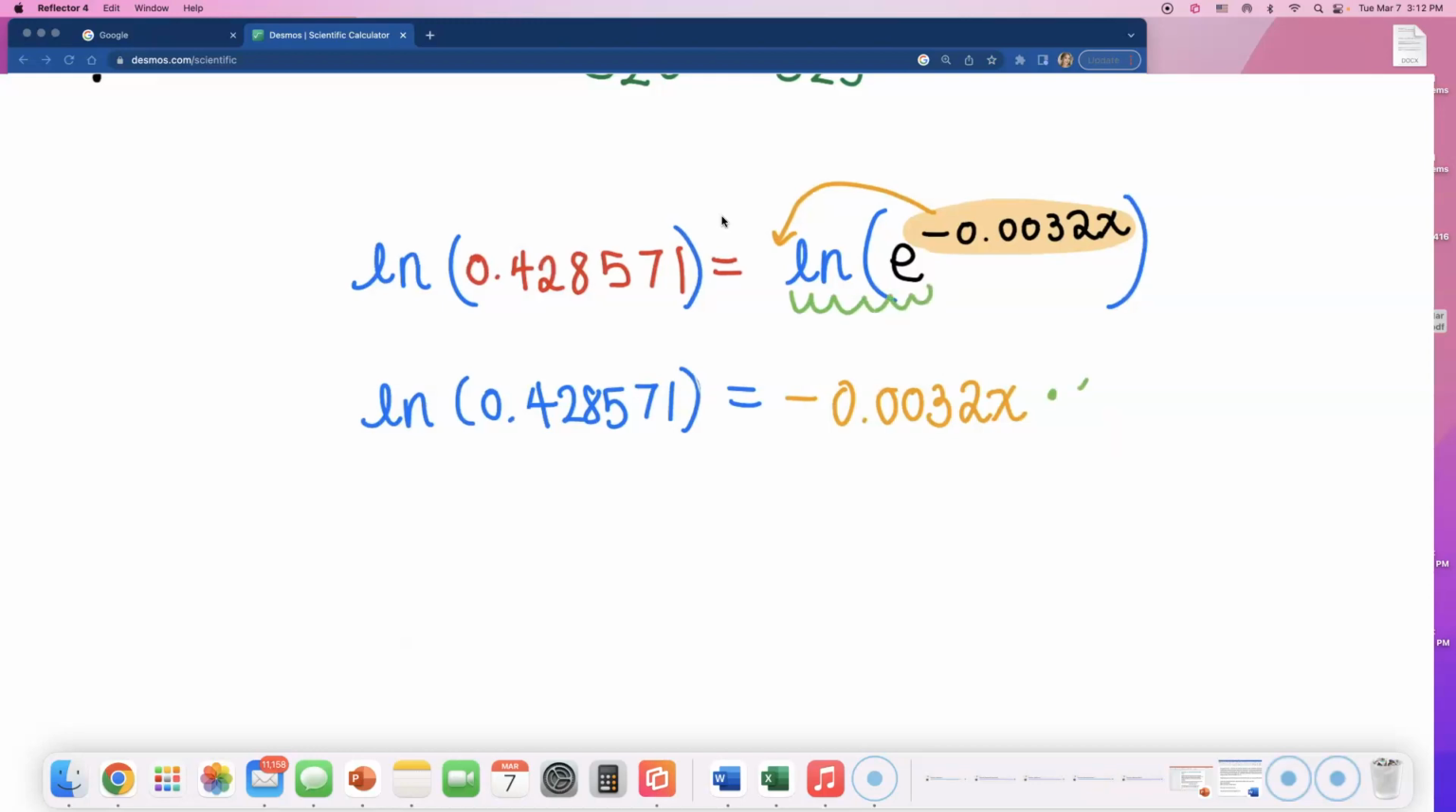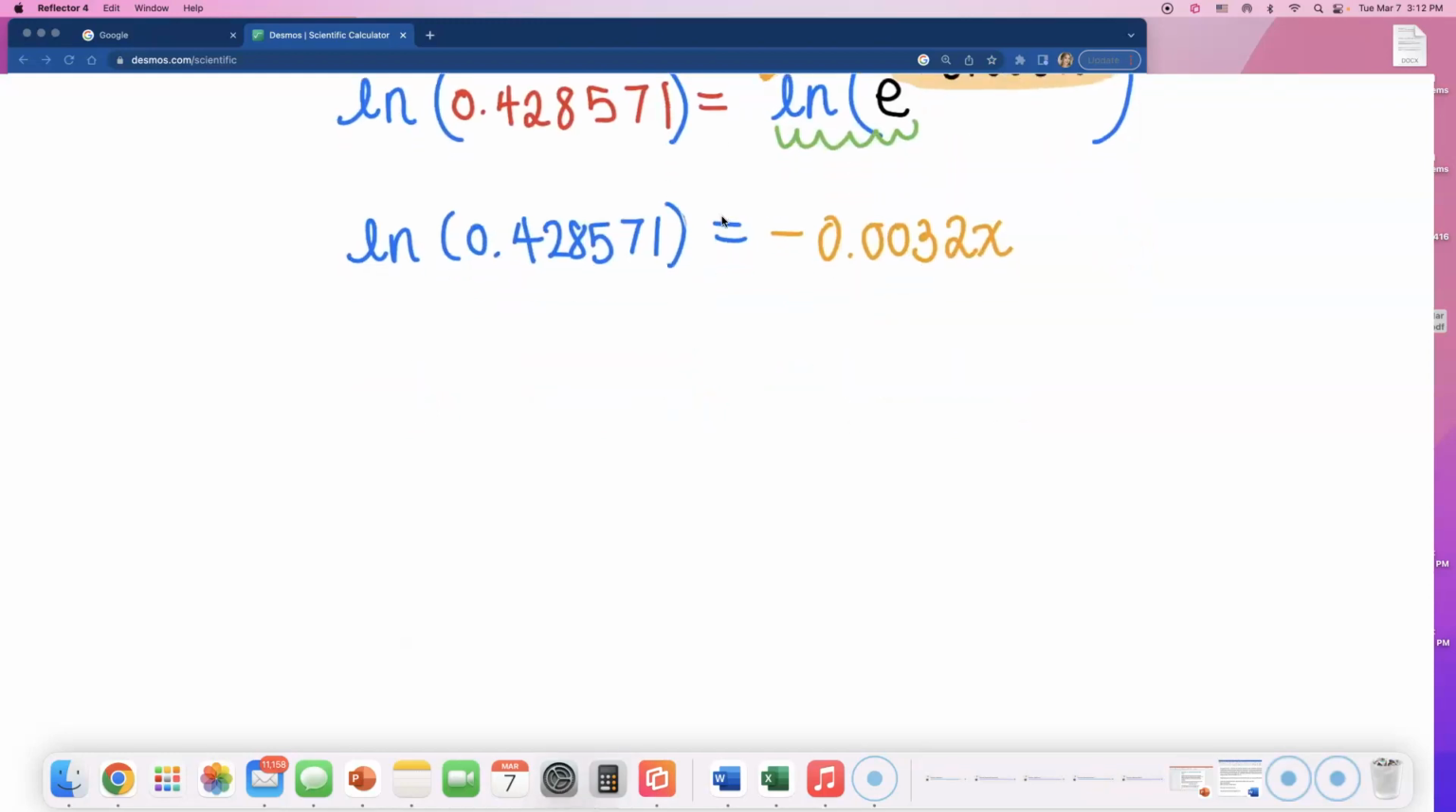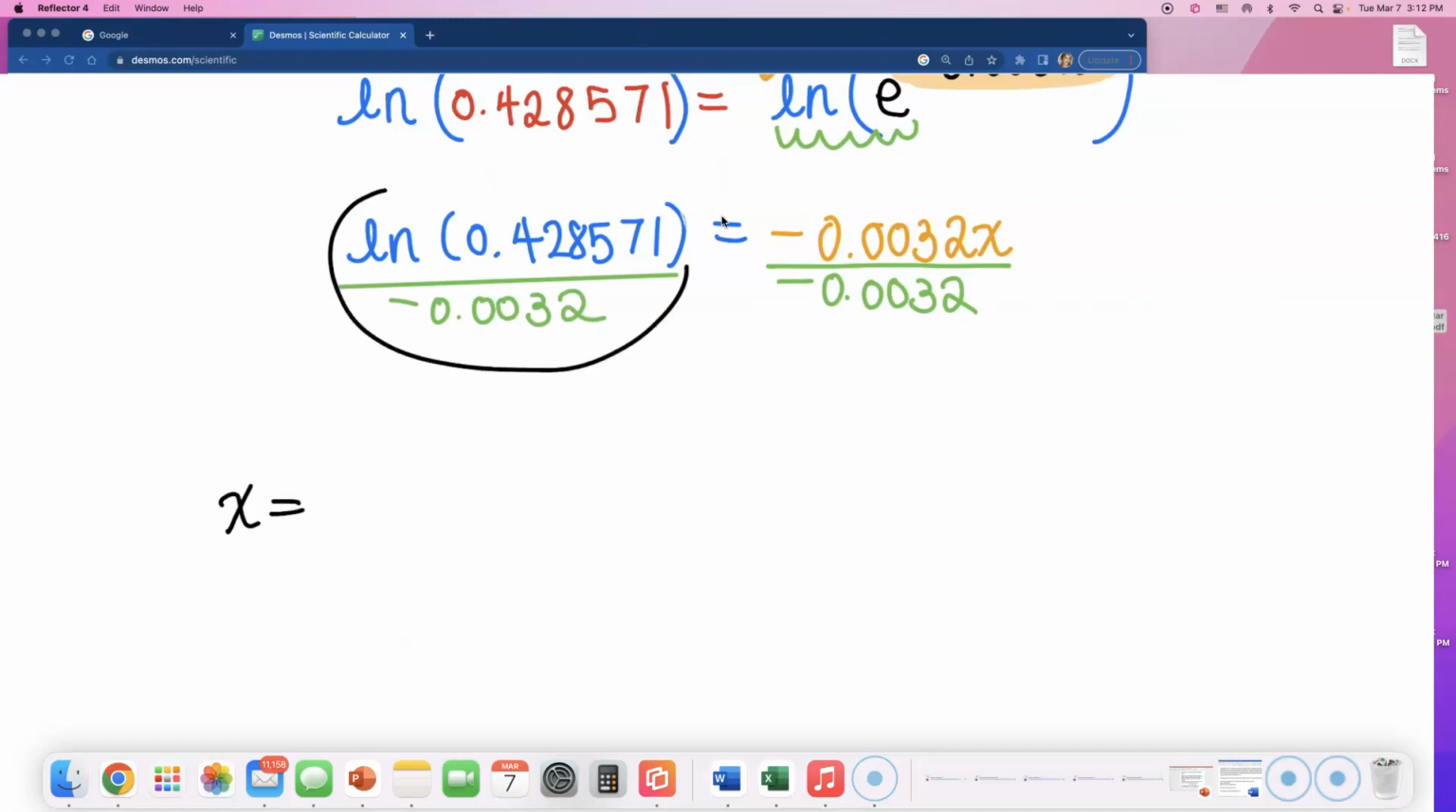So we'll be multiplying it by 1. But you know, when you multiply something by 1, it doesn't really change the value. So we can just say that it's gone. Okay? Its effect is gone. Now we just have to divide both sides by this decimal, 0.0032, to have x by itself. So x is this.